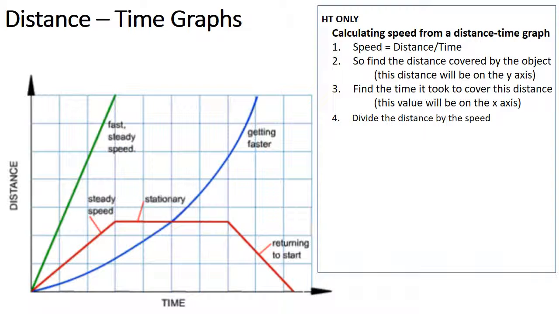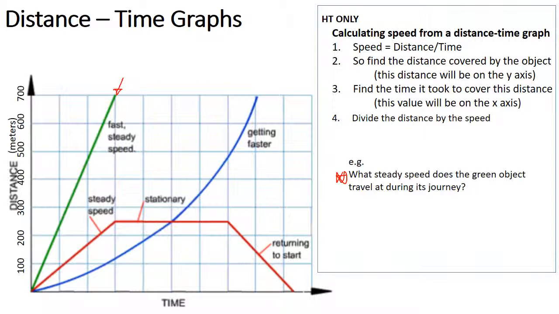In order to calculate the speed from a distance-time graph, you need to read the x-axis and the y-axis, and from these you need to get the distance the object is moving in at a given time. So if we add some numbers to our distance-time graph, and if we have a look at this question, then we can show you a worked example. So what speed does the green object travel at during its journey?